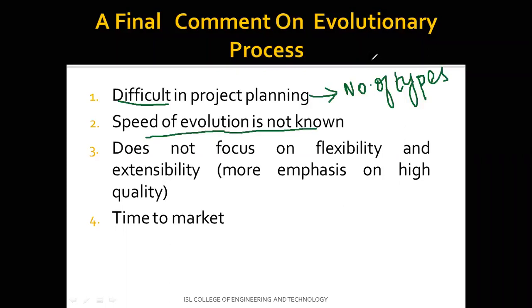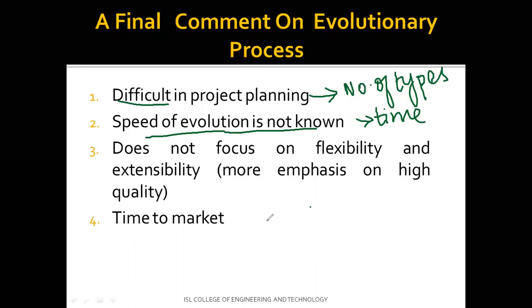Now in here, speed is not known. It means that you do not know how much time it is going to take to complete this entire software. Whereas the third one is, it does not focus on flexibility and extensibility, and puts more emphasis on high quality.